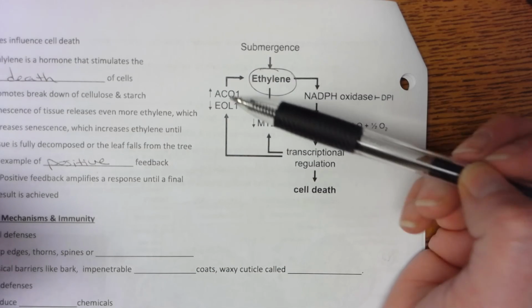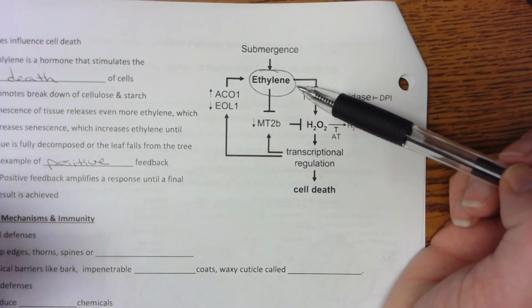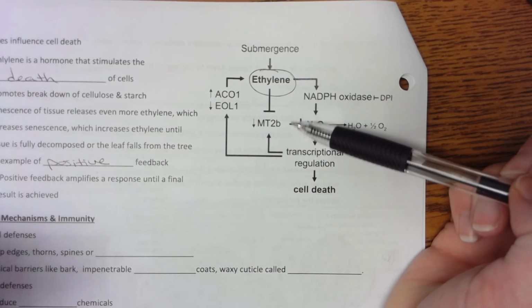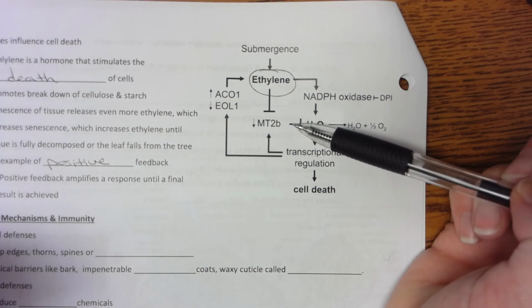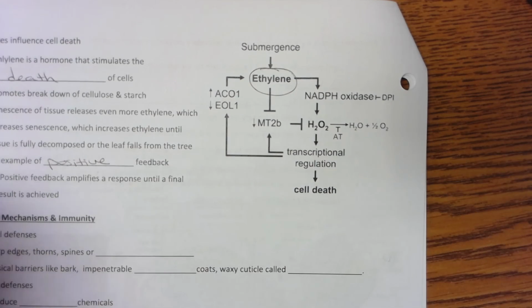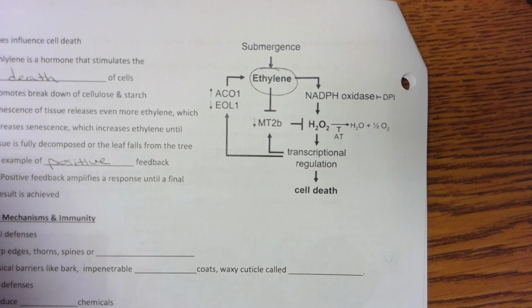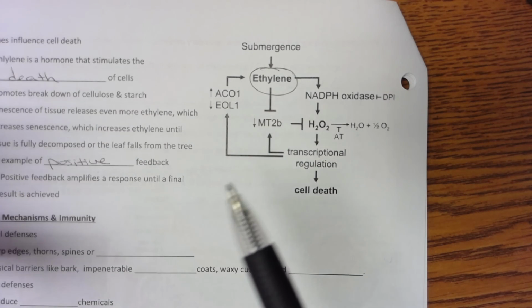So anytime you see a direct arrow, that means activates or promotes. Anytime you see the stop line, it's inhibit or stop. I hope I didn't just say that backwards.